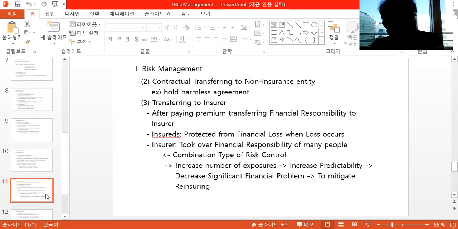Okay, the third and last one is transferring to the insurer. After paying some premium, you transfer financial responsibility to the insurer. The insured is protected from the financial loss. An insurer takes over the financial responsibility of many people, combined with types of risk control. The insurance company combines all those risks and increases the number of exposures. Then the insurance company can increase predictability and decrease significant financial problems. In some cases, the primary or direct insurer is not big enough to take over all those risks. In those cases, they buy reinsurance from a reinsurer.